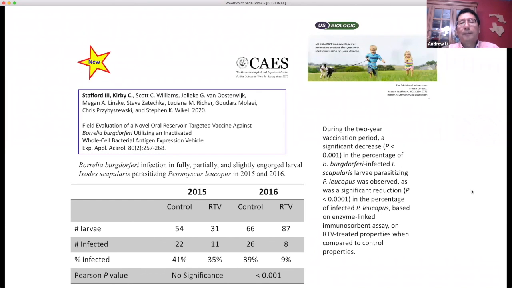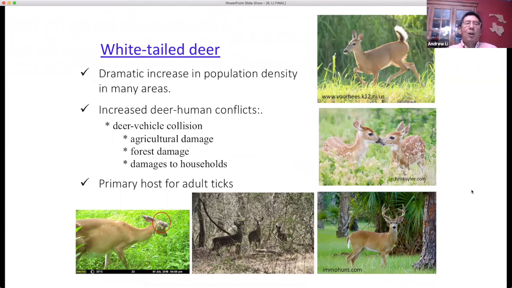Next slide, please. Now, white-tailed deer. In the last decade or so, there has been a tremendous increase of deer population in many parts of the country, and people love deer. By looking at them, they are beautiful animals, but they cause a lot of problems. There is a lot of human-deer conflict. There are more accidents on the road, damage to agriculture, to gardens.